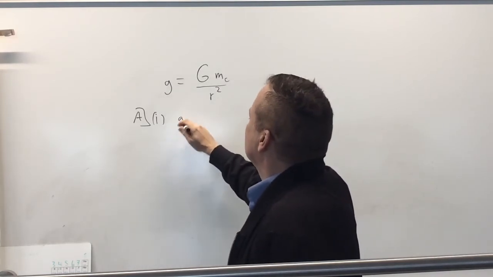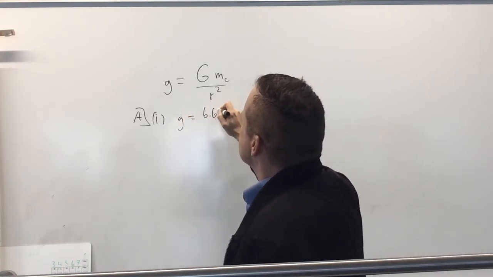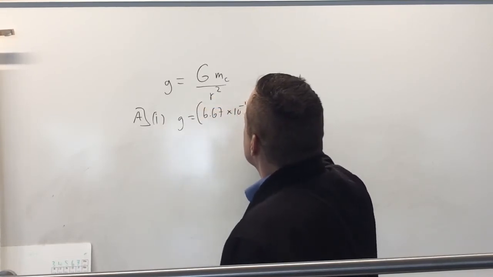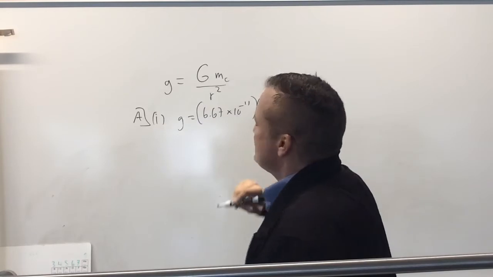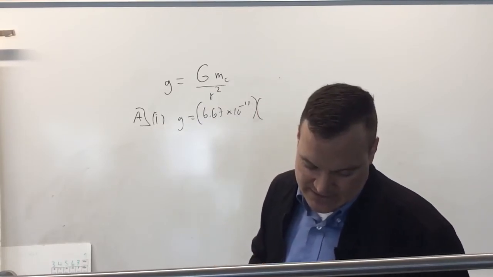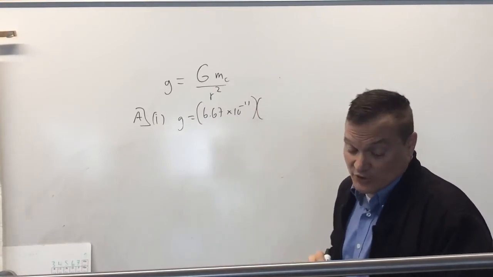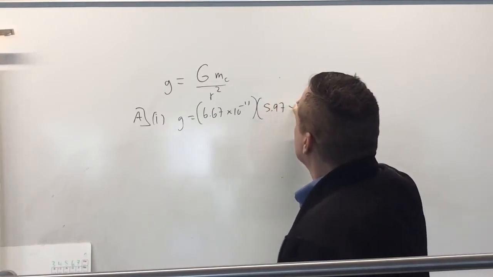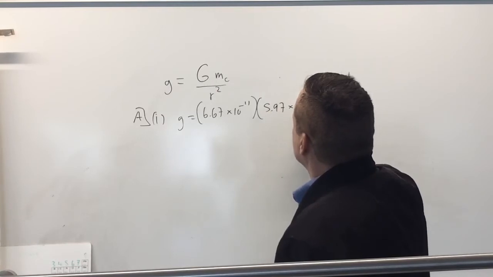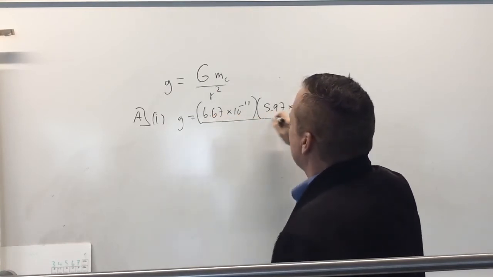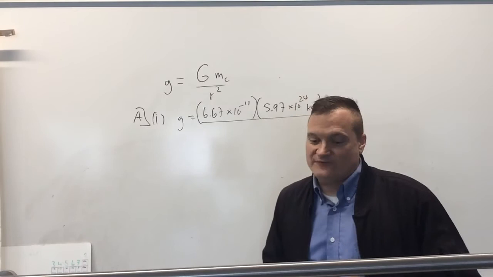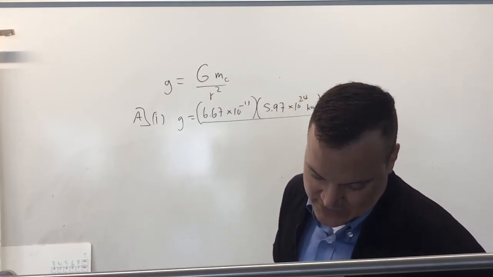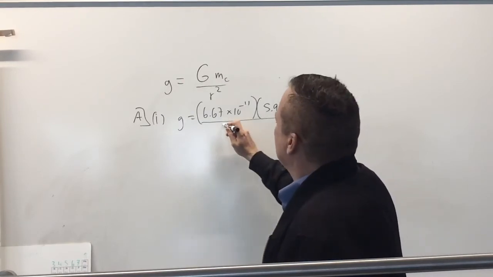So g equals 6.67 × 10 to the negative 11, that's your constant, times the mass of the central body. On Earth, the mass of Earth is 5.97 × 10 to the 24th kilograms. And the radius, if you're standing on Earth, how far are you from the center? We've done that before too. In meters, it will be the radius of the Earth, 6.38 × 10 to the third.